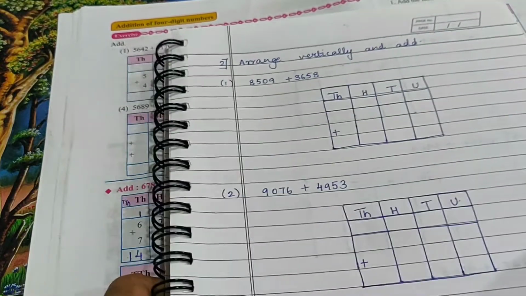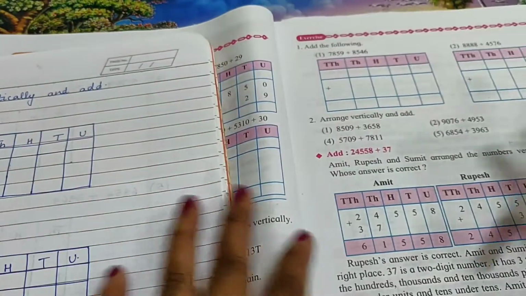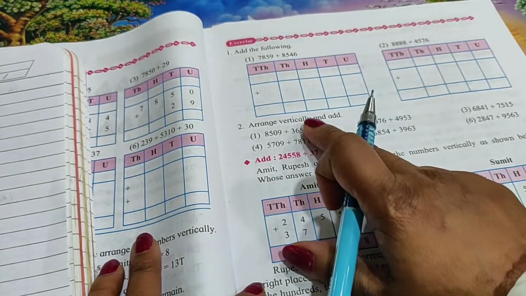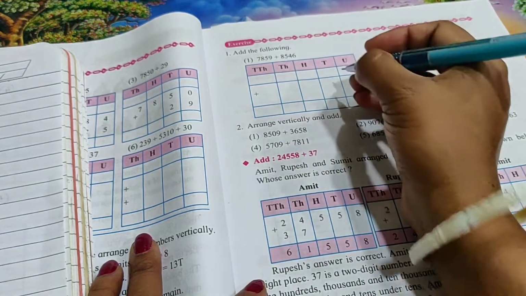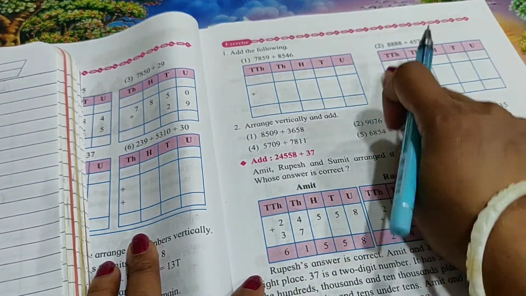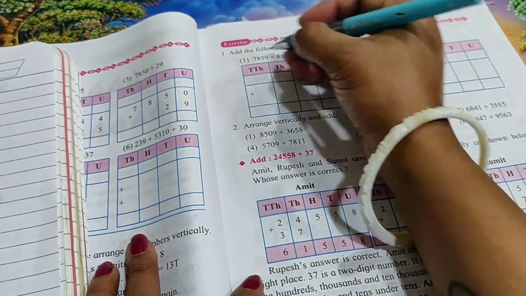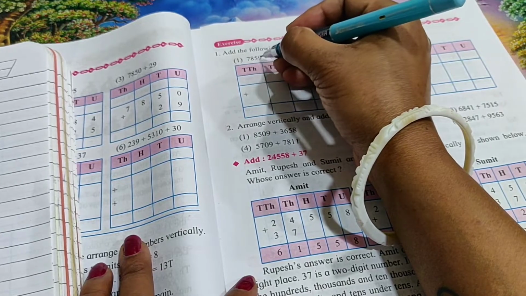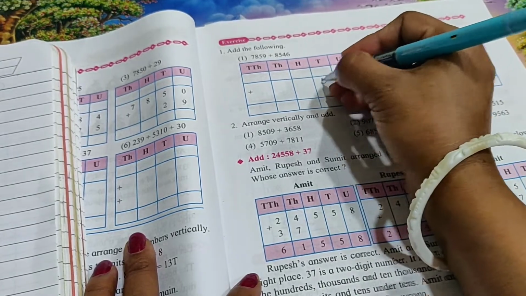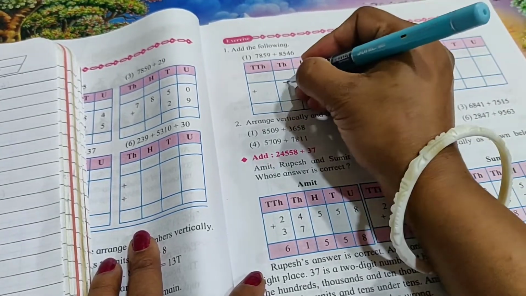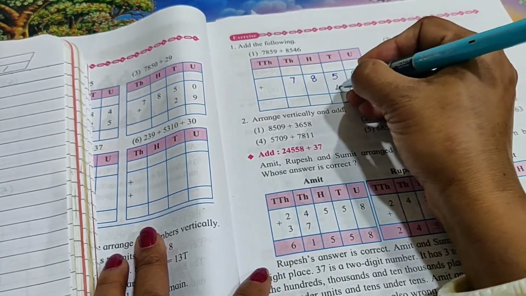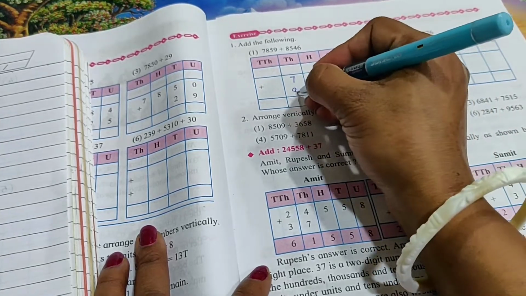Now let us start. These sums are also there. Arrange the following, on page number 21. So let us begin. Let us arrange the numbers. See, already they have given the chart, the blocks of place value. You have to arrange it. First number is 7,859. You should always start from units place: 9, 5, 8 and 7. And next number you will start. The second number 6, 4, 5 and 8.